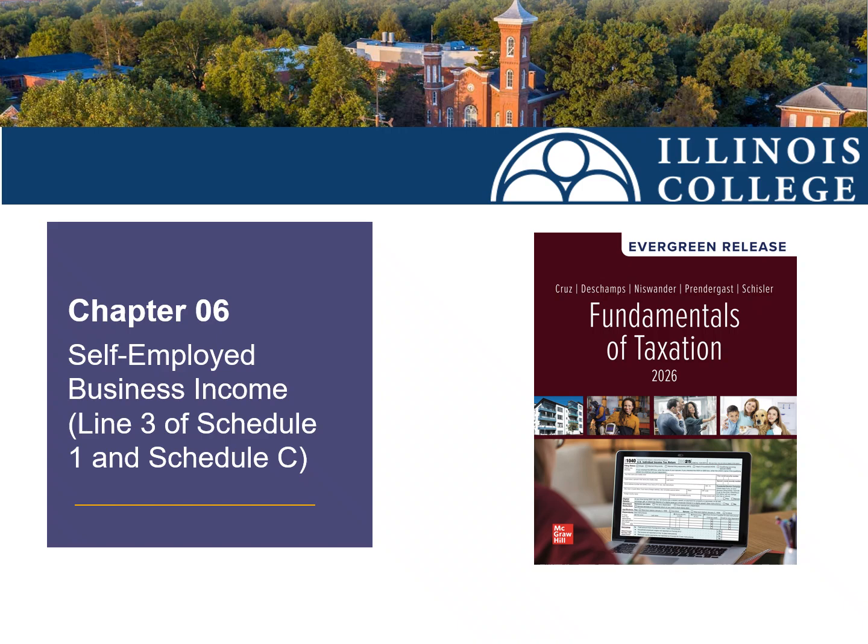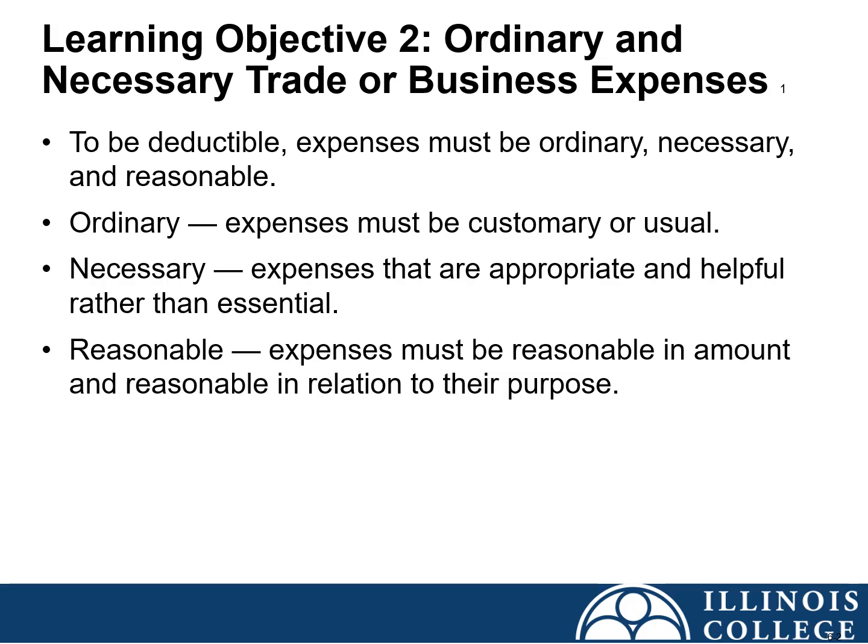In this video, we're going to build on what we just covered in the prior video and talk about the next major piece of Schedule C, which is business expenses. Specifically, we're focusing on what makes an expense deductible for a business. So let's start with the big idea. For a business expense to be deductible, it must be ordinary, necessary, and reasonable.